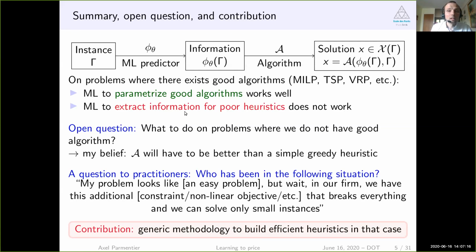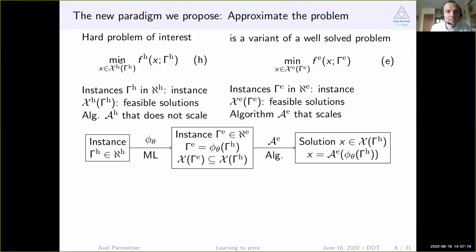How does it work? Well, we have a hard problem of interest that I will denote H, and we want to minimize a function that might be complicated on a set. And it is a variant of a well-solved problem that we know well in operations research. For instance, a shortest path problem, or a flow problem, or a traveling salesman problem, on which we have very good algorithms. And the idea is we want to exploit the good algorithms we have on the easy problem to solve instances of the hard problem. So how will we do that?